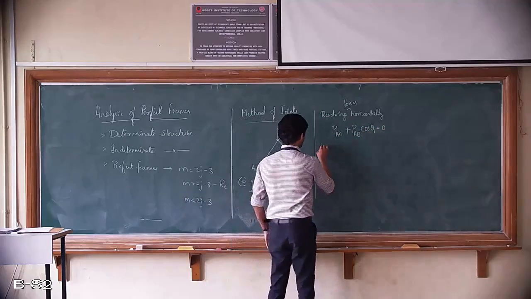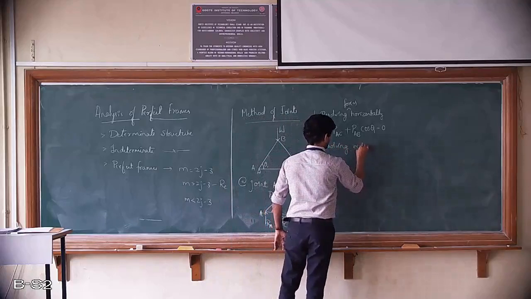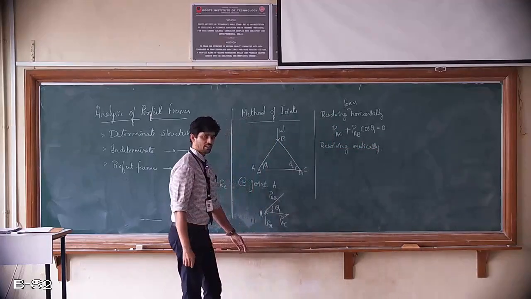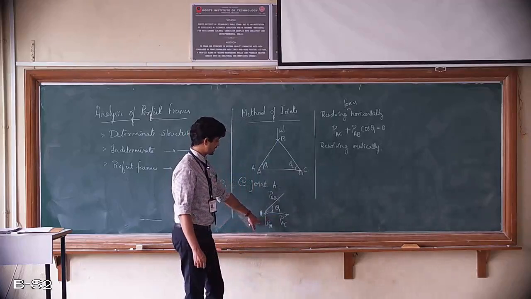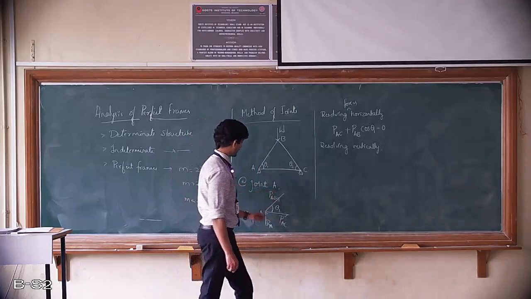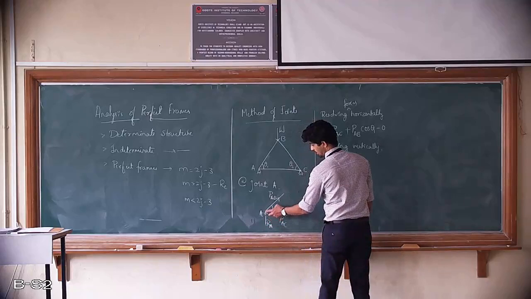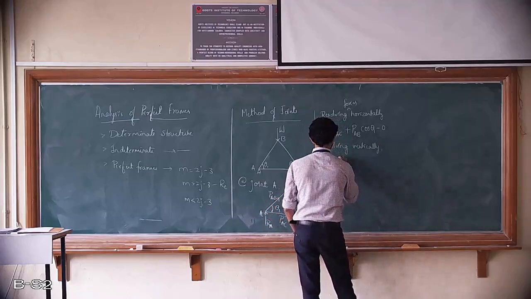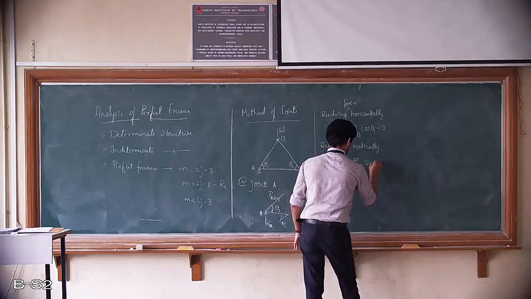Next, resolving vertically. Now for that, we cannot consider this horizontal component PAC anymore. So we can consider RA and PAB again. Here RA is acting towards the joint, whereas PAB is acting away from the joint. So RA will be equal to PAB sin theta1.